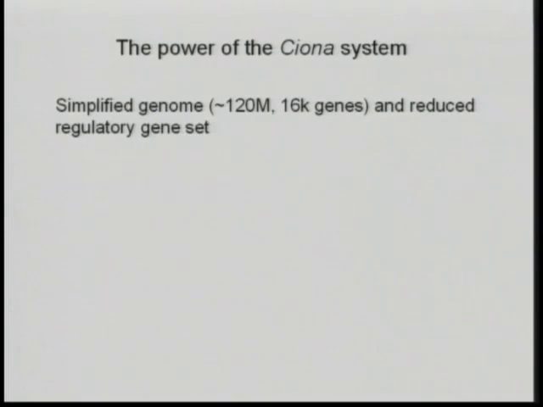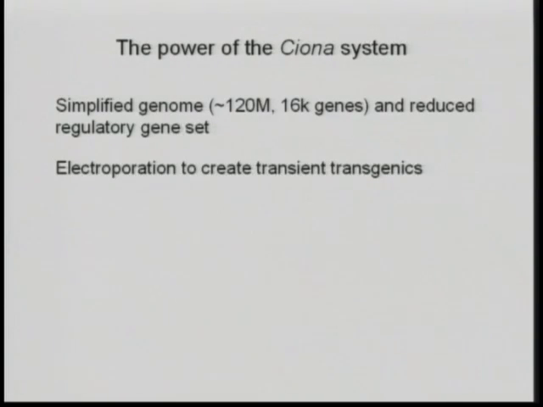There are several advantages of the Ciona system. First, it has a very simplified genome. The genome was sequenced in 2002. The euchromatic region is only 120 megabases. Because it has not undergone the two rounds of whole genome duplication seen in vertebrates, it has a very reduced regulatory gene set and also very compact cis-regulatory regions, like the C. elegans genome does.